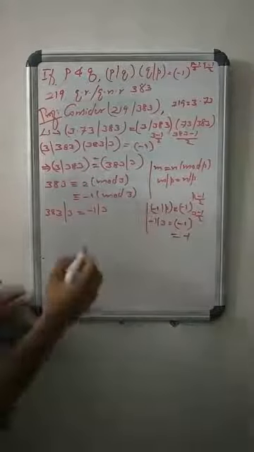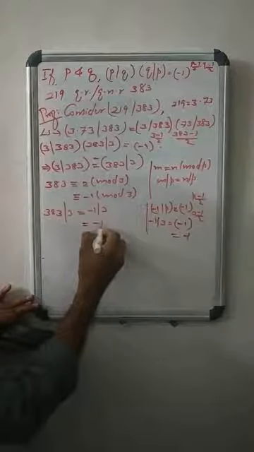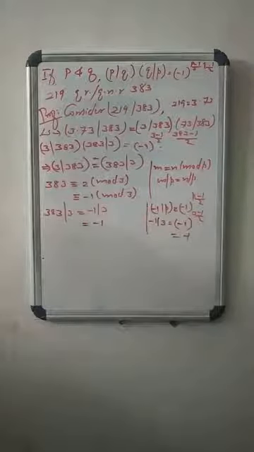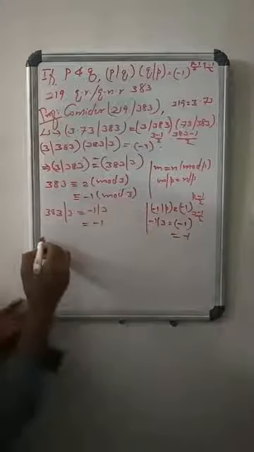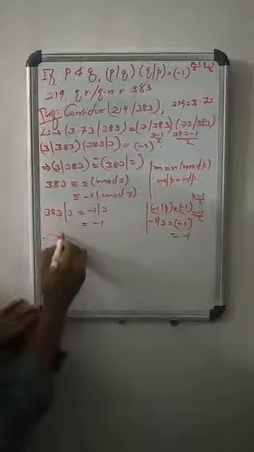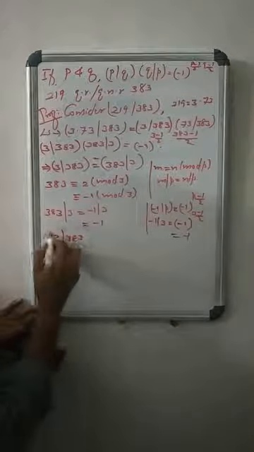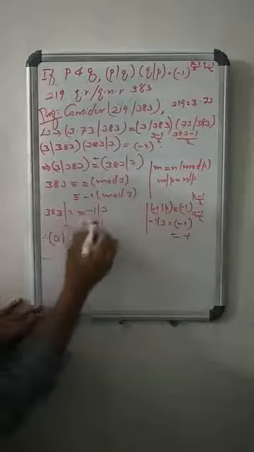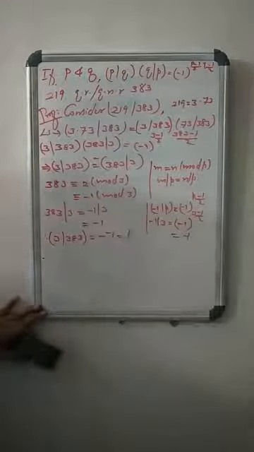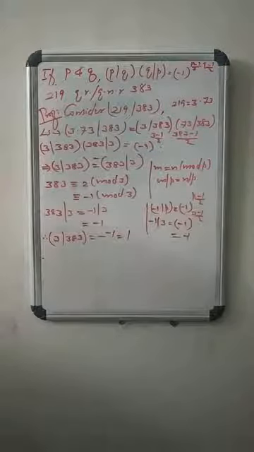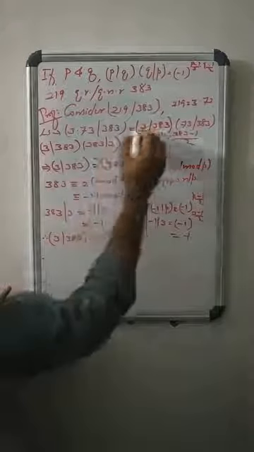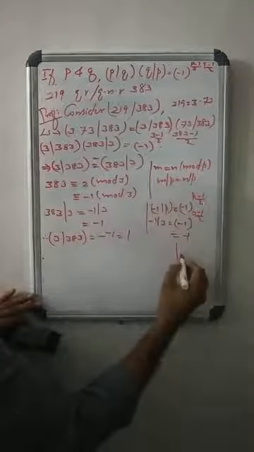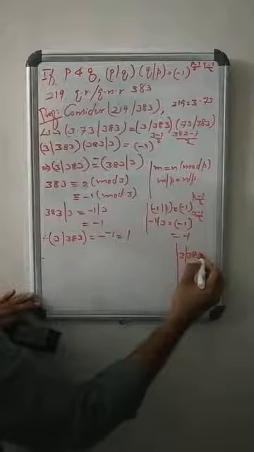So (383/3) = -1. Therefore, from here, what is (3/383)? We have (3/383) = -(383/3). What is (383/3)? It is -1, so it is plus 1. Okay, so (3/383) equals plus 1. This is a result: (3/383) = 1.